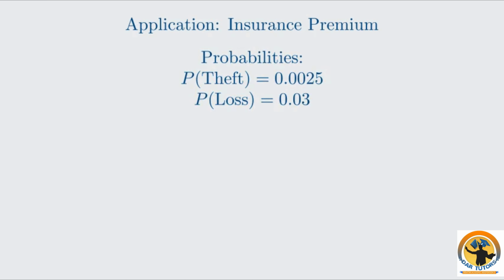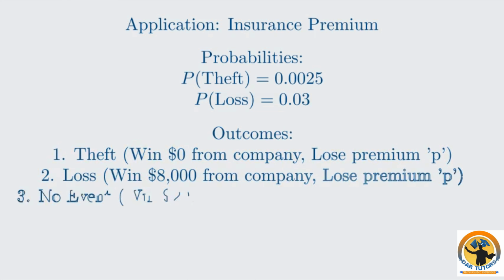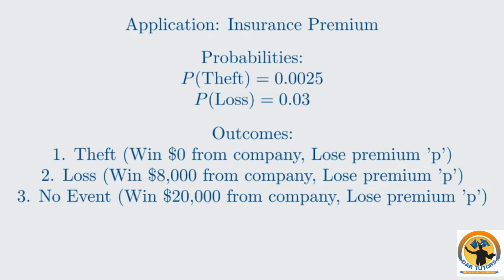Let's call the premium P. First, we need to identify all possible outcomes and their probabilities. We have theft and loss. What's the third outcome? The third outcome is that nothing happens. The ring is neither stolen nor lost. Let's define the random variable X as the company's gain for a single policy.